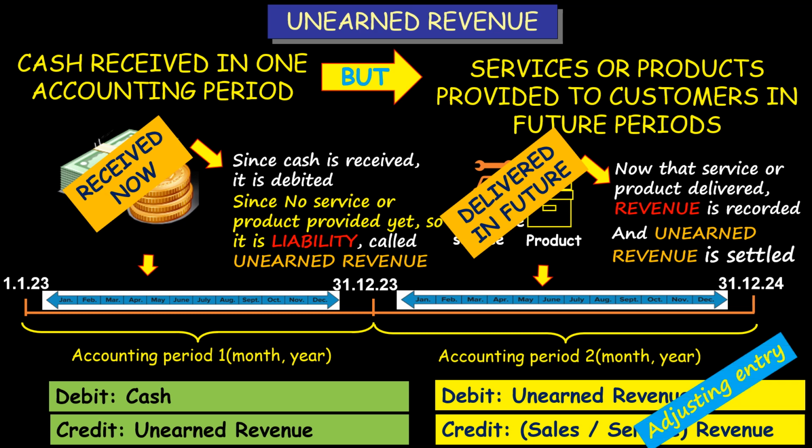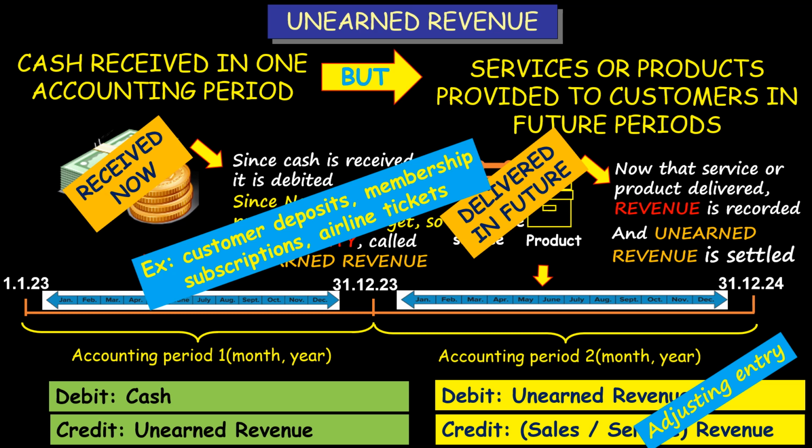Now the second one, obviously, is an adjusting entry, and there are many examples in business for unearned revenue: customer deposits, membership subscriptions. For example, when Amazon gets money for Prime membership from customers, it treats that as unearned revenue. Airlines, when they get cash from customers for flights to be delivered in the future, treat that as unearned revenue. We'll look at a few examples ourselves.